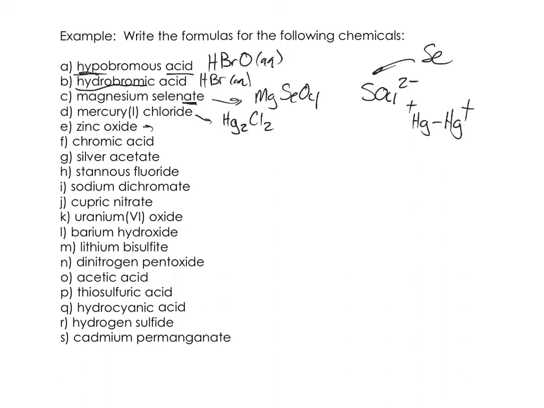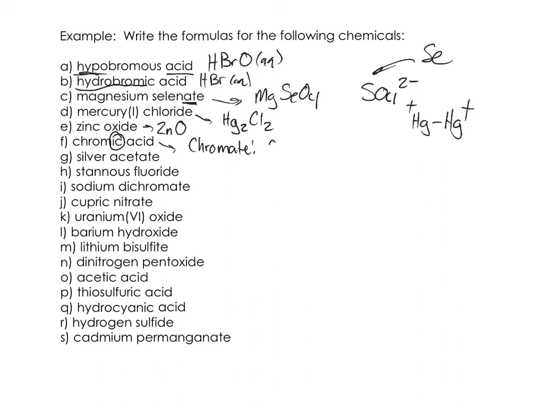Let's see here. Zinc oxide, that one's pretty easy. That's just a regular old ionic compound. Good. Zinc only has one oxidation state. It's +2. Chromic acid. All right, so we relate ic, right? So if we have ate, we replace it with ic. So that is chromate.